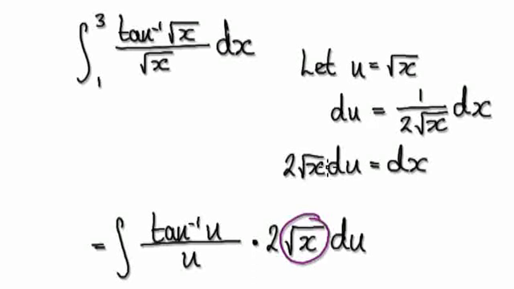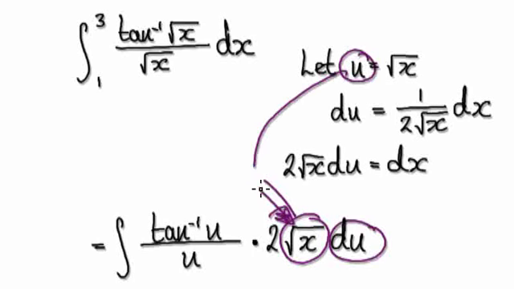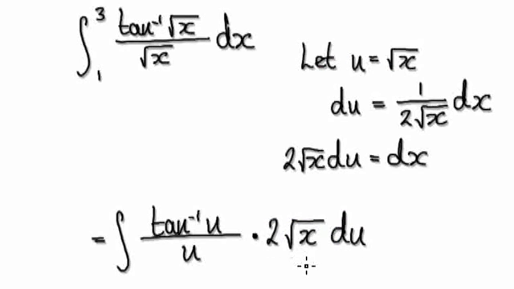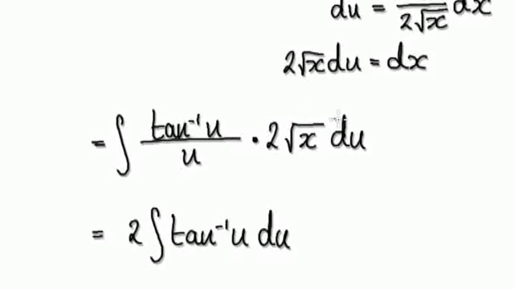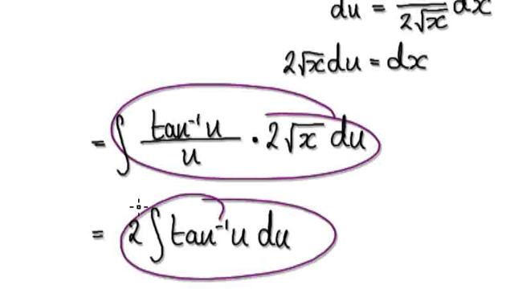But before we do that, you're trying to integrate with respect to u, but you still got this square root of x in here. So put the u into here, okay? Because u is the square root of x. So it will then become this. Then this whole thing here will then become this.